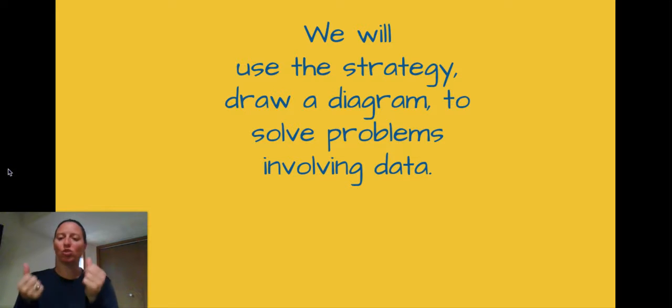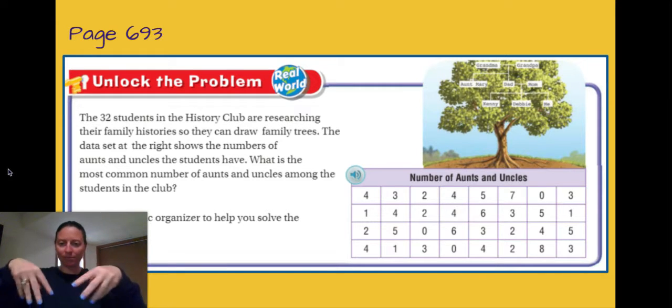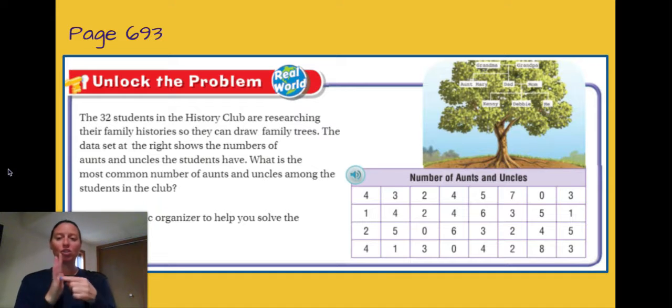Page 693, unlock the problem. There are 32 students in the history club. They are researching family history so they can draw family trees. The data set at the right shows the number of aunts and uncles each student has. What's the most common number of aunts and uncles among the students in the club? Use the graphic organizer to help you solve the problem.